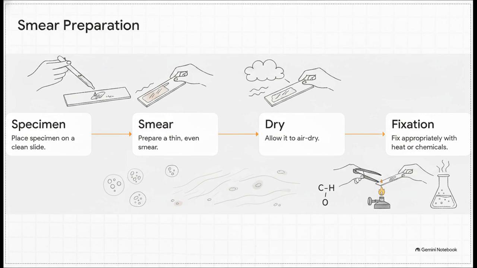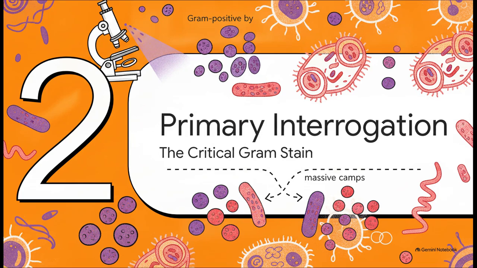Now, to actually secure this evidence so we can study it, we have to follow a really strict set of preparation steps. You take your specimen, place it on a clean, labeled glass slide, and this part is vital. You prepare a thin, even smear. Why thin? Well, a thin smear allows our chemical stains to penetrate properly later on, and it makes it so much easier to clearly read that cellular morphology we just talked about. Once it air dries, we fix it using heat or chemicals. This fixation step preserves the morphology and literally glues our suspects to the glass so they don't just wash away during the chemical interrogation.